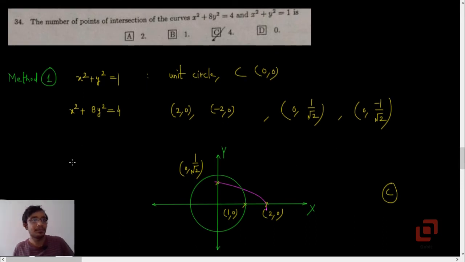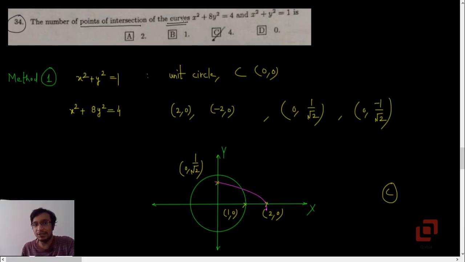All right. Next, question number 34. The number of points of intersection of the curves x squared plus 8y squared equal to 4 and x squared plus y squared equal to 1 is 2, 1, 4, 0. See, look at this word. They are not telling you what curves are represented by these two equations.